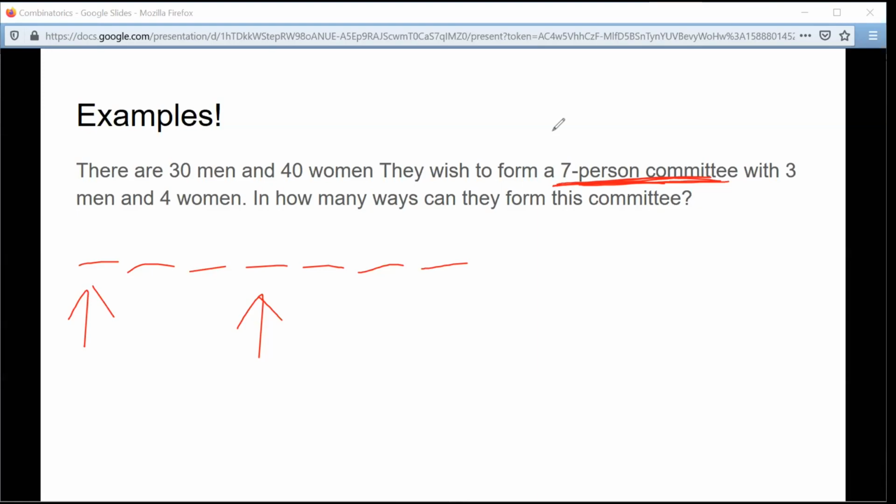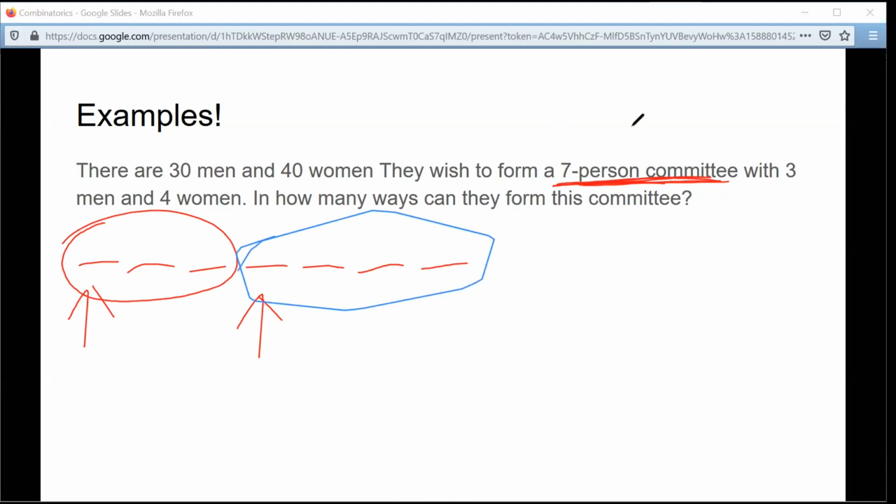Okay, so if you're stuck here, then keep in mind that you can consider the men and the women separately. So you can reserve 3 spots in the committee for men and 4 spots in the committee for women, and find out how to place the 30 men and the 40 women in those 2 categories separately. Because you're never going to place a man in a woman's spot and a woman in a man's spot.